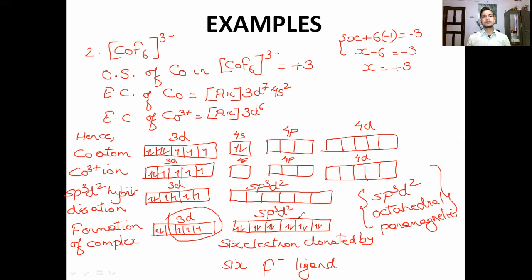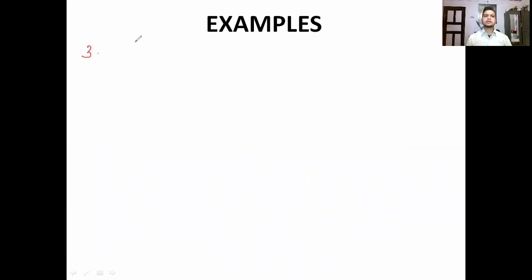That's all. Okay. Now let me just show you one case where students usually get really confused about whether it will be d2sp3 or sp3d2. So these are the two straightforward cases. In one case we have d2sp3 and in the other case we have sp3d2. So let me go for the next case. This is the case where students get really confused. This is something which valence bond theory cannot explain. This is a limitation of valence bond theory, which we'll try to address once we reach crystal field theory. But let me just show you.